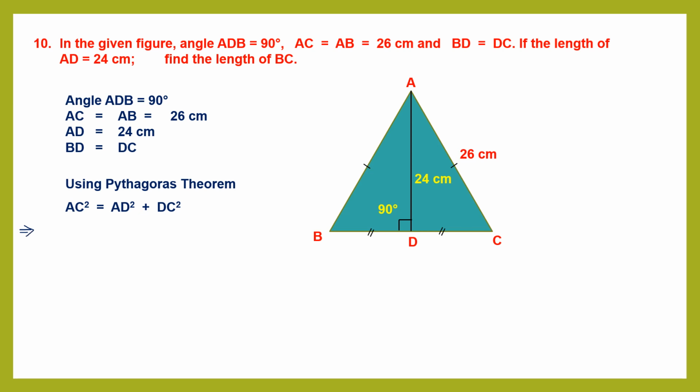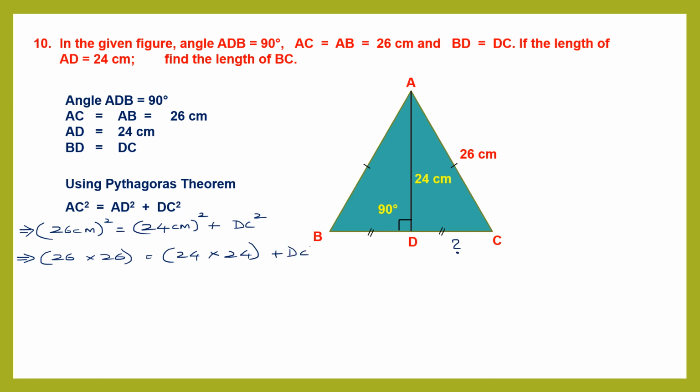So AC we have, so let's write it as 26 centimeters square is equal to AD also we have, that is 24 centimeters. So that is the square of 24 centimeters square plus DC square. Now this is what we have to find out. We don't know. So we're going to write this as DC square itself. So here this is going to be 26 into 26. This is equal to 24 into 24 plus DC square. So now how much is 26 into 26?